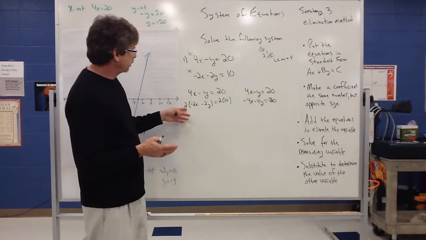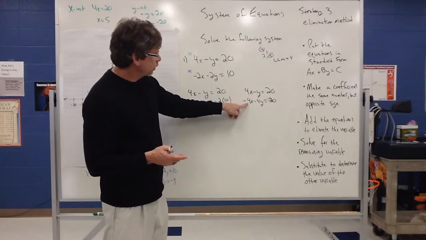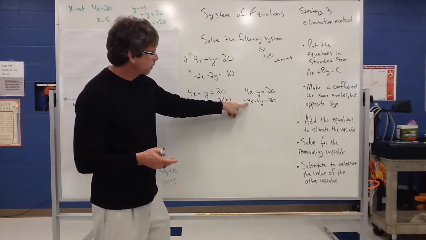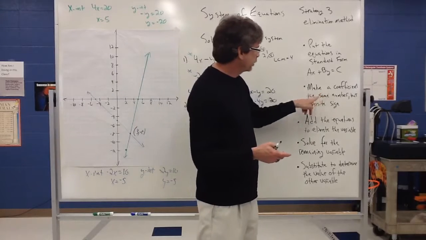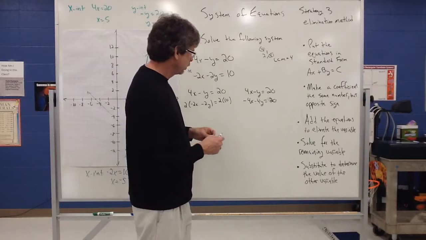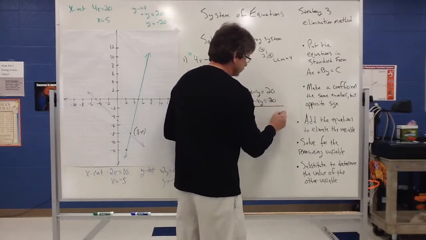And by multiplying by 2, I'm able to make the second equation have the same coefficient as the first equation, and it is opposite in sign. And that's what we're trying to do here: make a coefficient the same number but opposite in sign, and we've achieved that now. So now we're ready to do our next step.